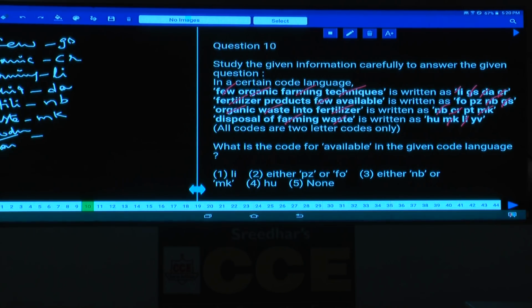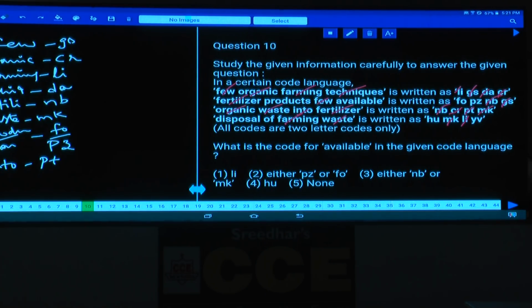Product and available can be FO, PZ in any order, FO or PZ. Then coming to this one, into is the only word left over and the code left over is PT, so the code to the word into is PT. Next one, disposal and off.